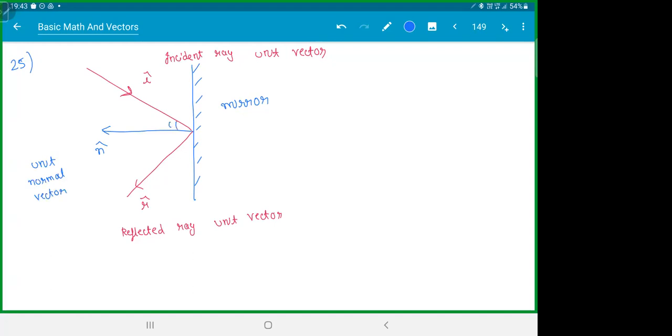And basically everyone knows this. This is theta and this is theta. So the question is find relation between... Example, they'll ask you like this: which of the following is a relation between incident ray, normal vector, and the reflected vector? So basically this is a reflection thing. We're going to encounter this again in the ray optics chapter. How do you approach this? Think for a minute.